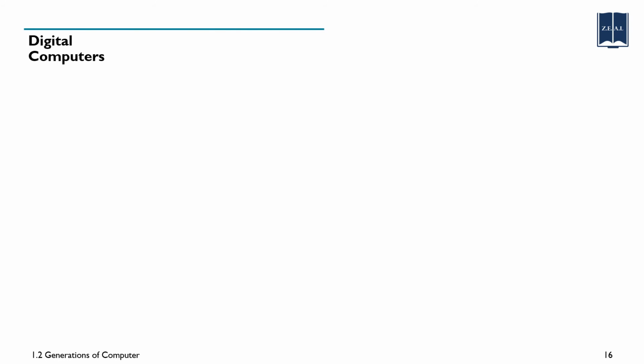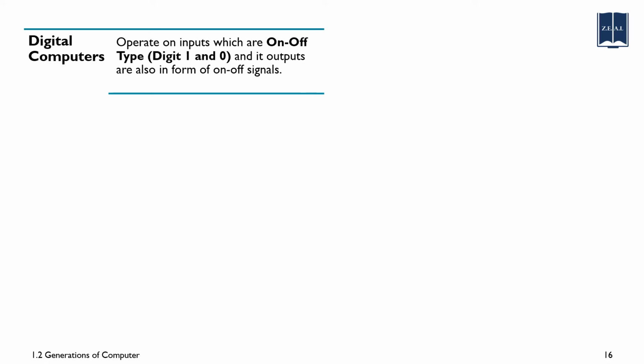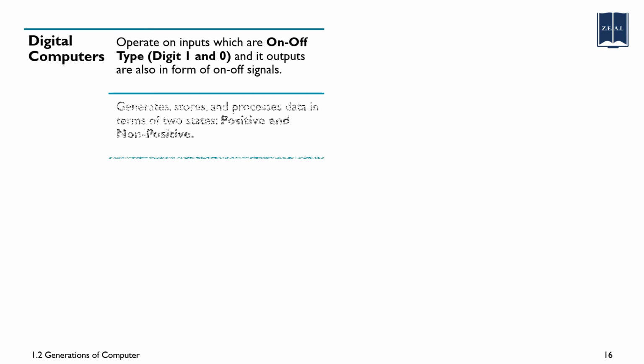Digital computers. Digital computers operate on input which is on-off type, that is 1 and 0. And its outputs are also in the form of on-off signals. Any data to be manipulated by a digital computer must first be converted to a discrete, that is 1-0 representation. Digital describes electronic technology that generates, stores, and processes data in terms of two states, positive and non-positive. Positive is represented by the number 1 and non-positive by the number 0.